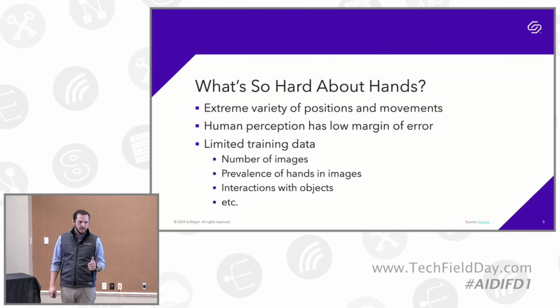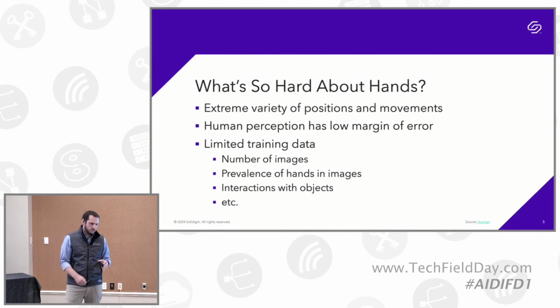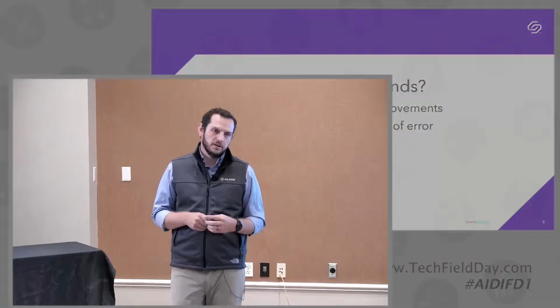One is that human hands are capable of an extreme variety of positions and movements. So interacting with objects, waving, clasping, front of the hand, back of the hand. There are many, many permutations of how a human hand shows up. Also, when it comes to human anatomy, we as the audience accept a low margin of error in how we perceive those things, right? So there's something that just feels weird when we see that.